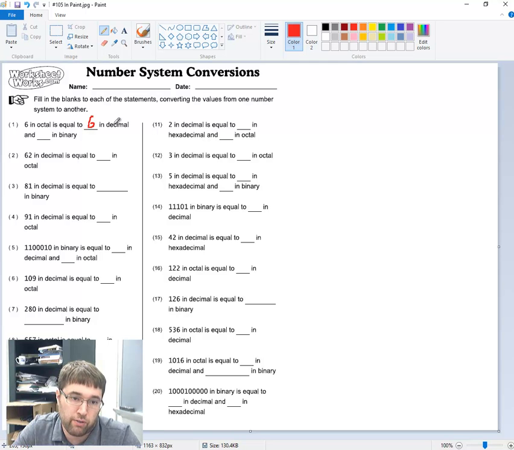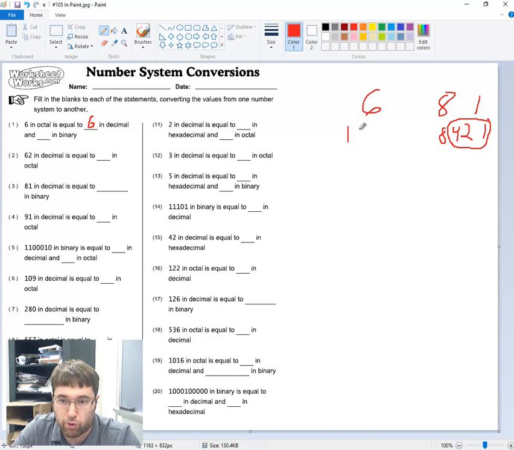But remember, to convert decimal or octal into binary, octal to binary, you can do the trick, which means every octal number, 1 to 8, is the same as 1, 2, 4, 8, which means 3 digits in binary. How do I get 6 in binary? It's 4 plus 2 plus 0. So that means this would be 110.